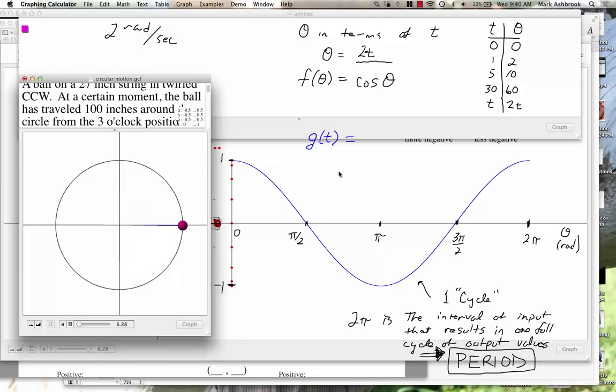Exact same situation, but a new function that gives me, this is still going to output the horizontal distance in fraction of a radius length, but now the input would be time. So I want the same output, but I want my input to be how much time has gone by. So it'd be cosine of t.